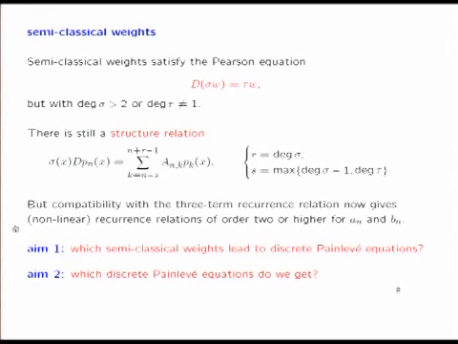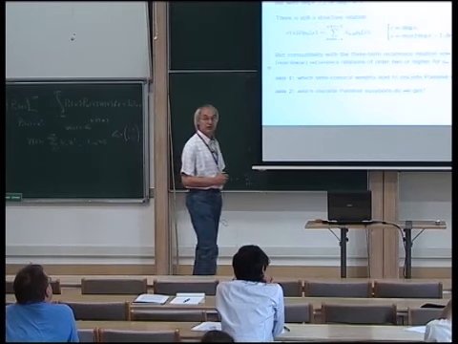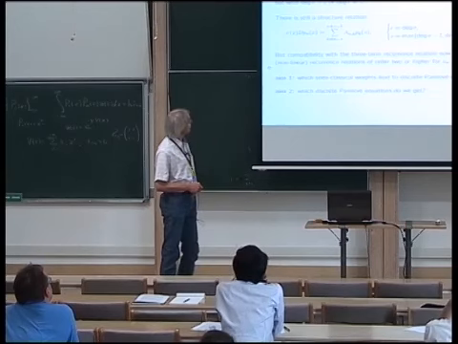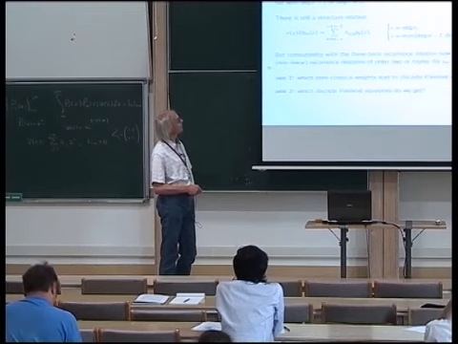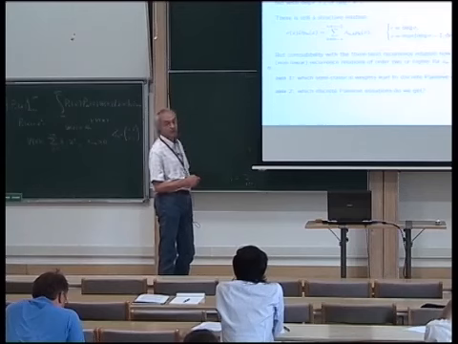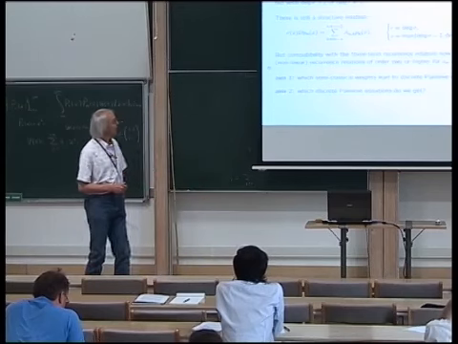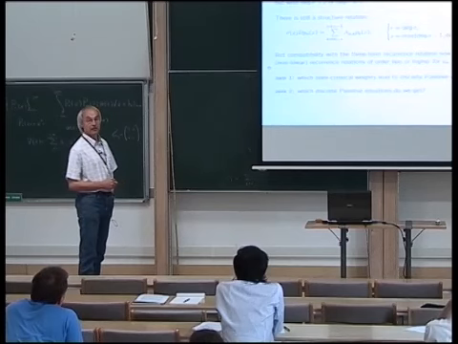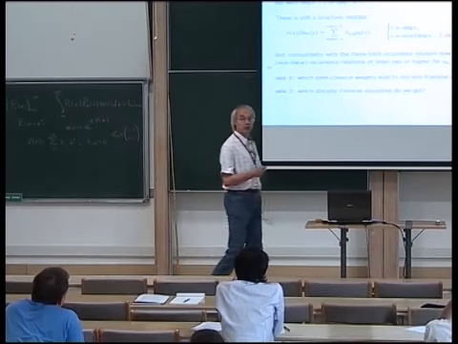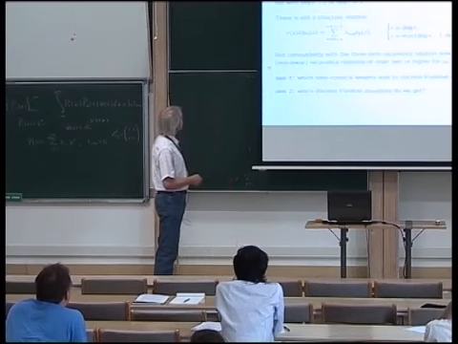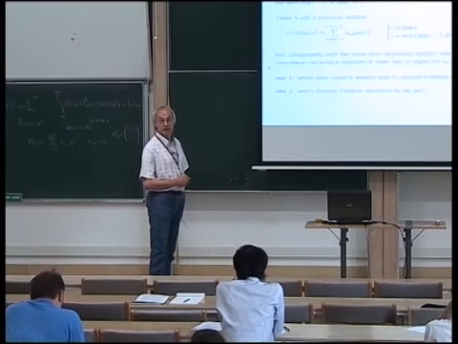If you now express compatibility between this structure relation and the 3-term recurrence relation, well, you have more equations now. So you will also have higher order recurrence relations for the recurrence coefficients a_n and b_n, and also for these coefficients which come out of this whole analysis. So it's not first order anymore, it will be second order or higher, and they're always nonlinear recurrence relations.